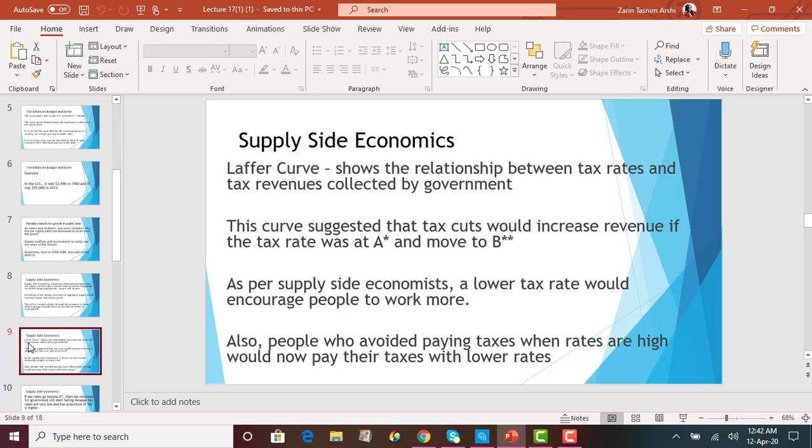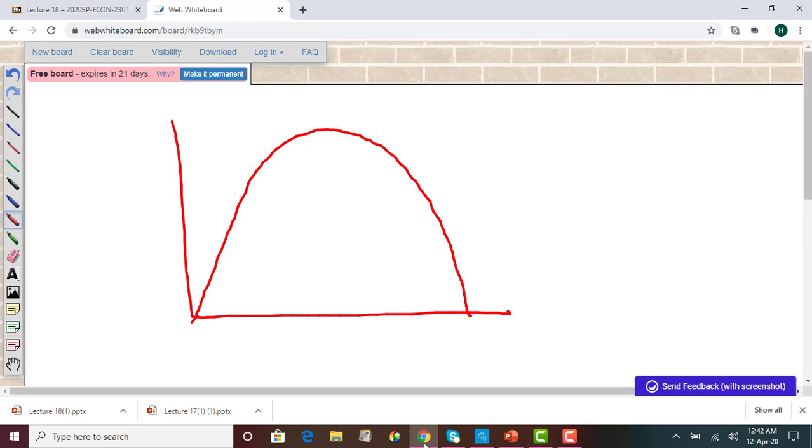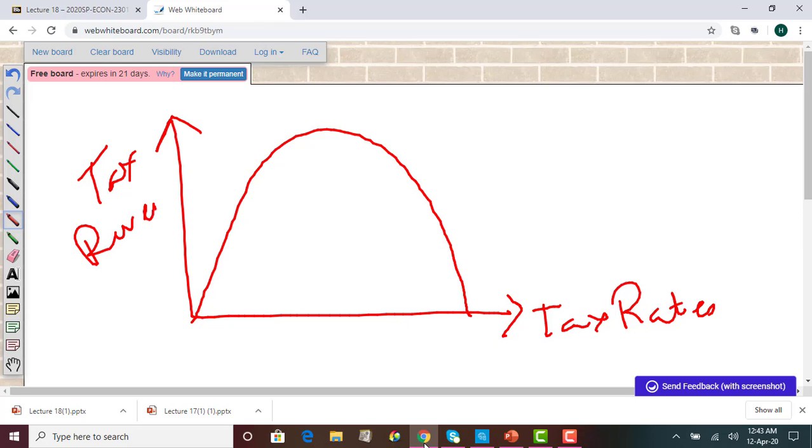The Laffer curve is basically a graphical representation that gives us a relationship between the marginal tax rate and the tax revenues collected by the government. It is something that the supply side economists came up with, and I want to show you what it looks like. If I ask you to draw a Laffer curve, make sure you draw this curve. It looks like an inverted U or an inverted cup, and on the x-axis we have the tax rate, so make sure you label your axes, otherwise it makes no sense. And then on the y-axis we have tax revenue. This is known as the Laffer curve.